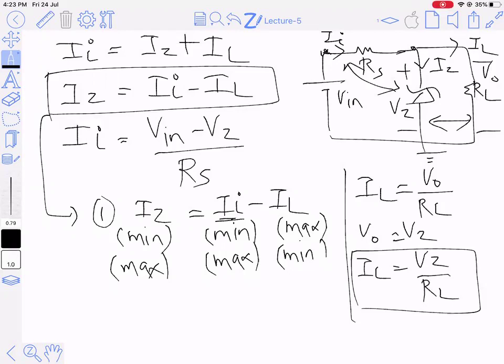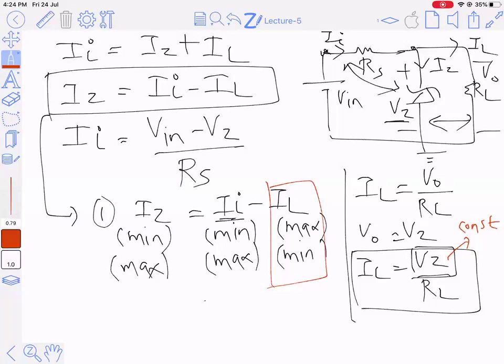For a given Zener diode, your Vz is constant. In a circuit, you cannot have two or three values of Vz. It will be only a single value. Are you understanding? So when I say I have IL minimum and IL maximum, Vz is constant. So RL is varying, and IL is varying.